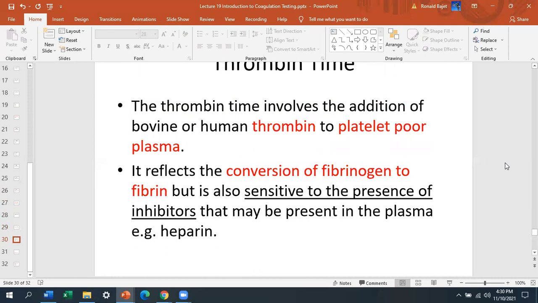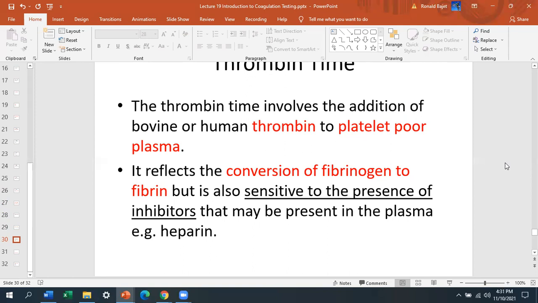And also, the thrombin time is the other test. Thrombin time is a little bit more common than the paracoagulation test, and it involves the addition of bovine or human thrombin to platelet poor plasma. And thrombin reflects the conversion of fibrinogen to fibrin. When we go over the cascade, this will all tie in. So, you know, I talked about prothrombin and thrombin and fibrinogen and fibrin and plasmin and plasminogen. All of this will tie in when you know in detail the coagulation cascade and the fibrinolytic system.